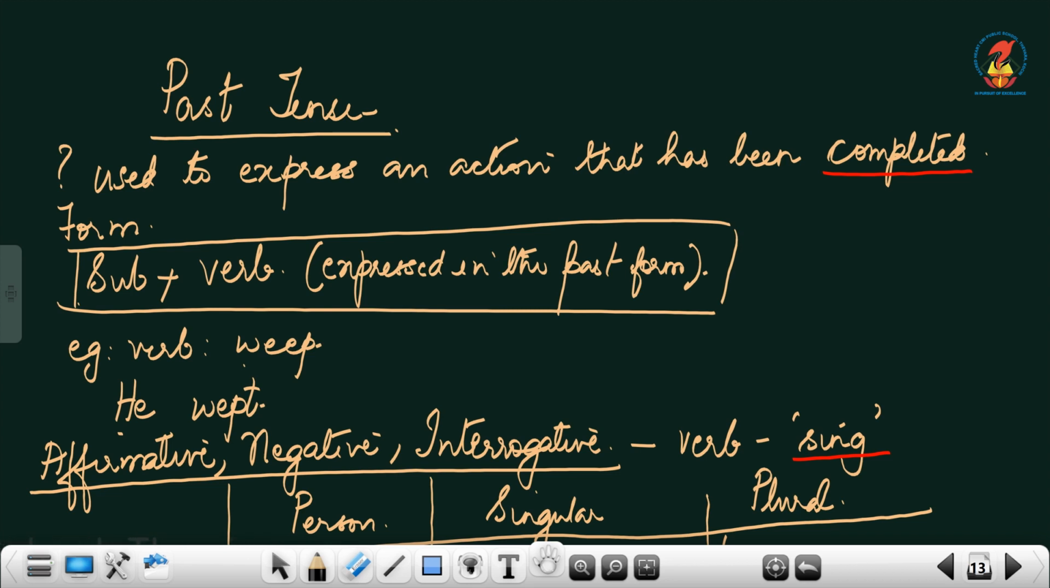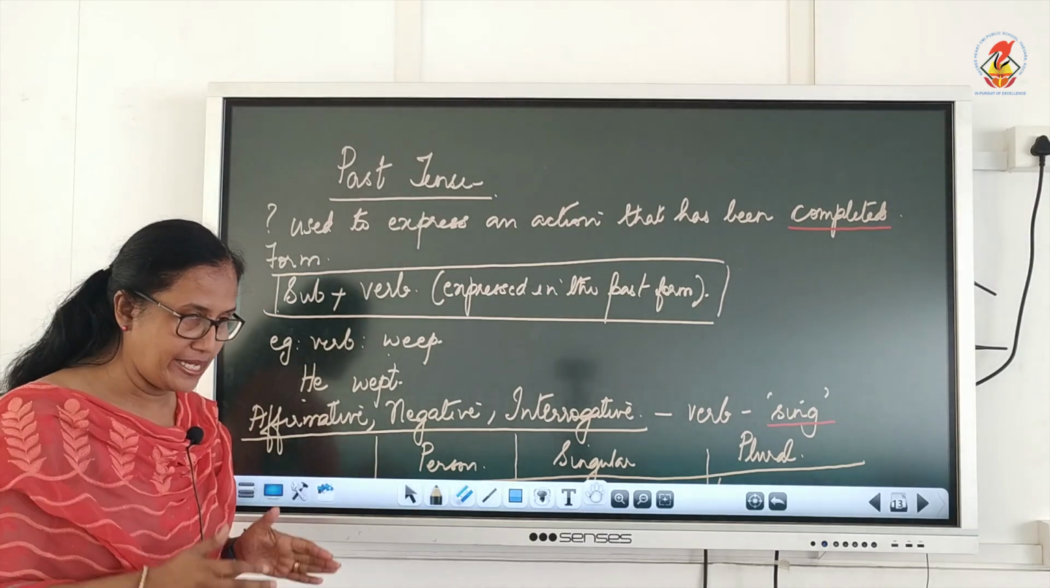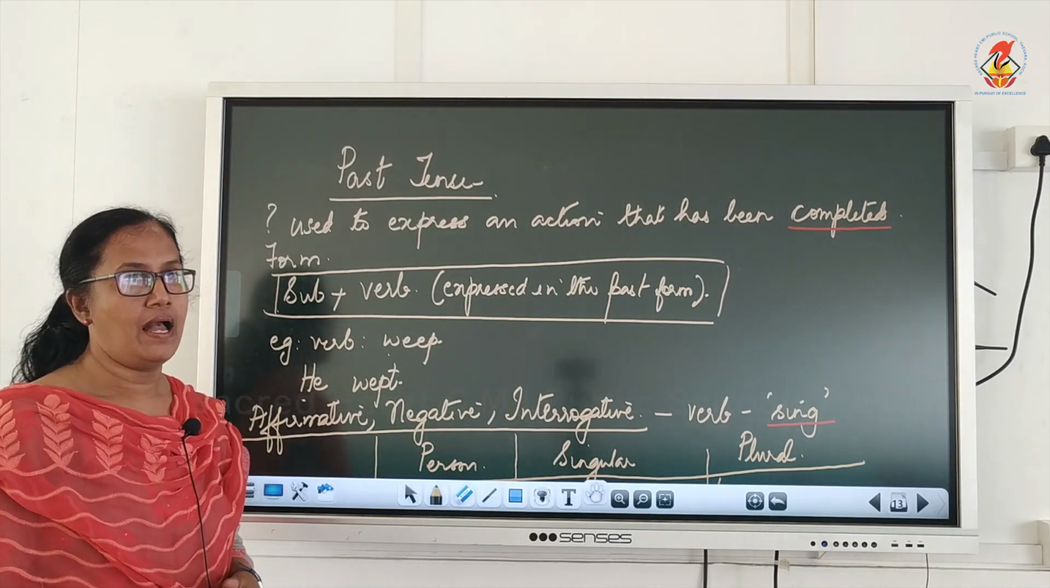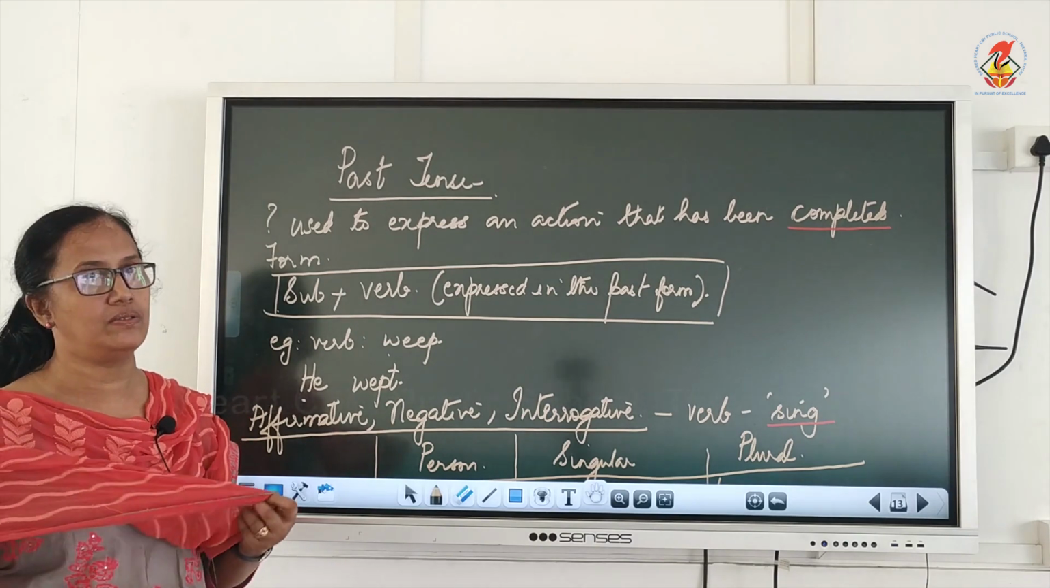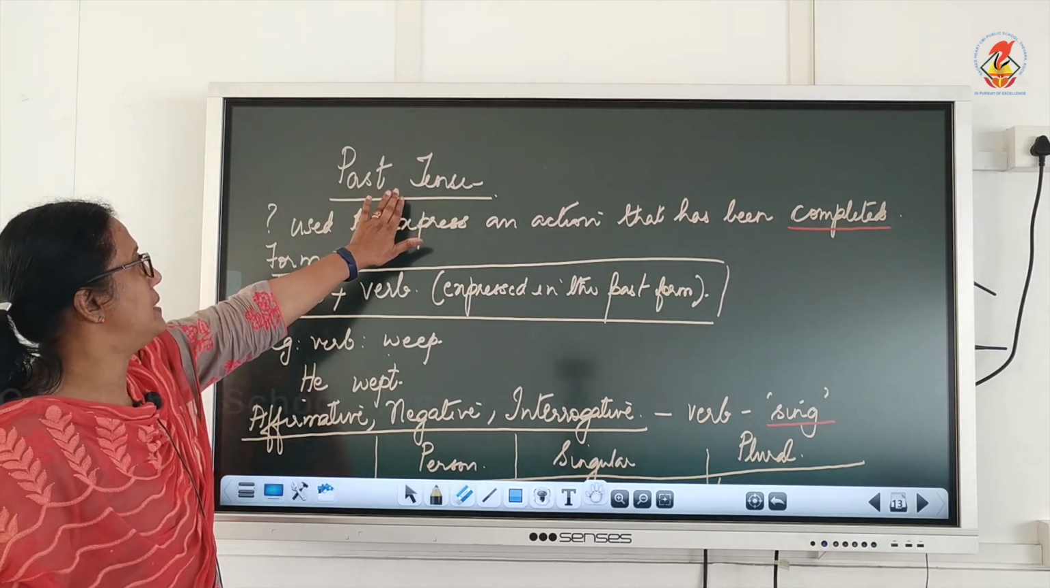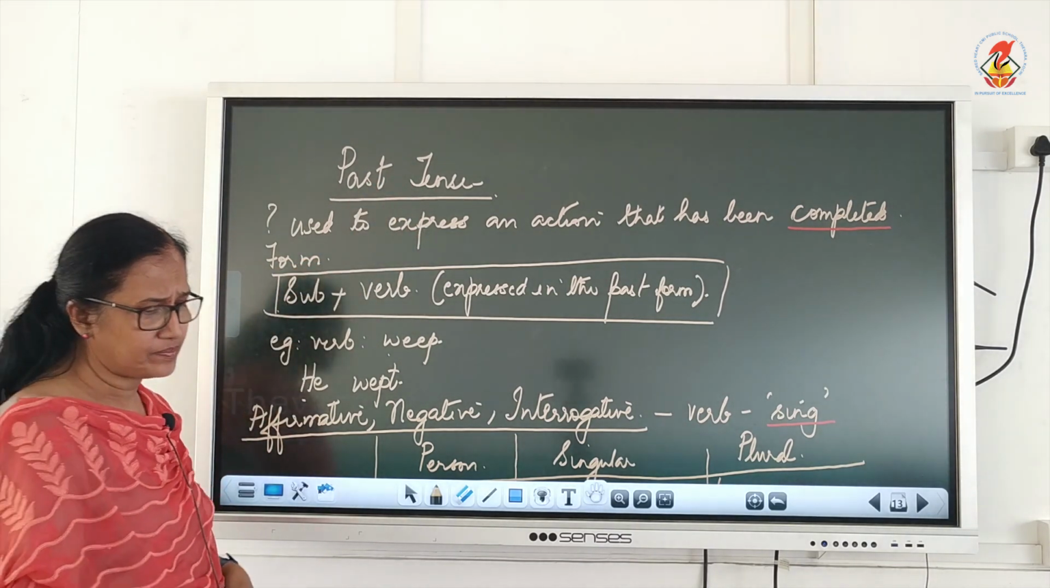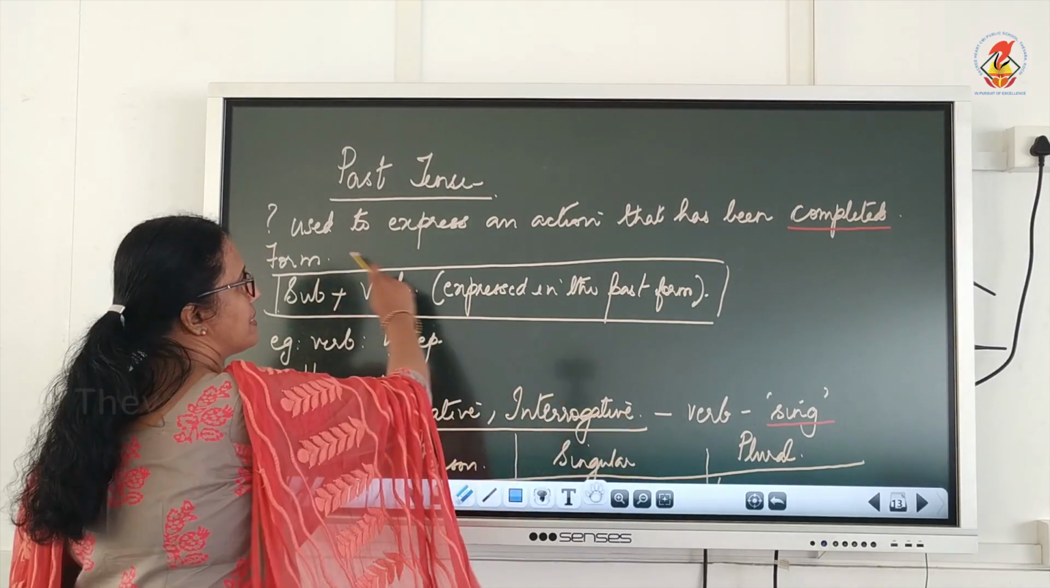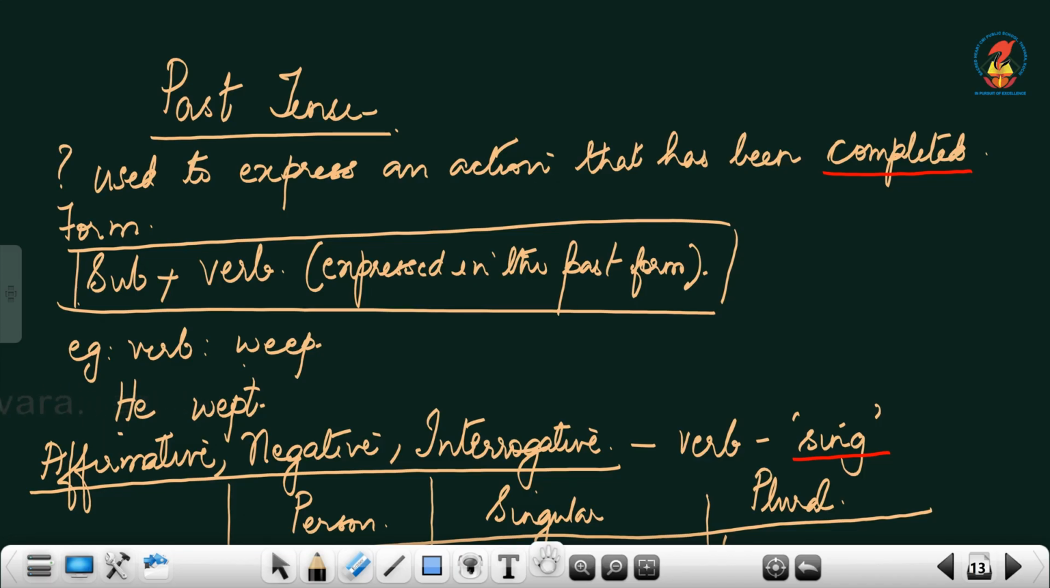Now what do you understand by the term past tense? Past tense is nothing but to express an action that has been completed. That means just what happened two minutes before will come under the past tense category. What I am doing now is present tense. And what is yet to happen after two minutes, I do not know, so that will come under the future tense. So now we'll be dealing with past tense. As the definition goes, to express an action that has been completed.